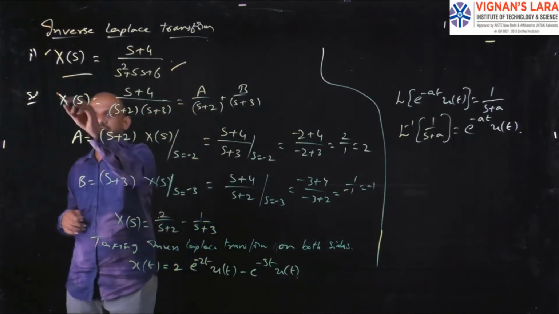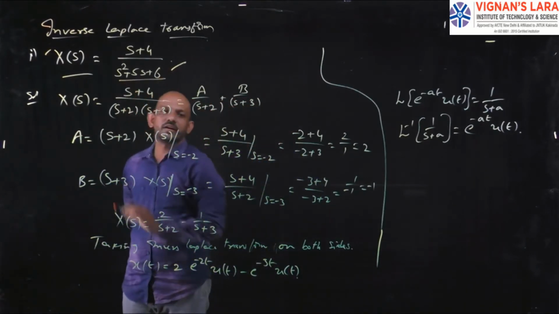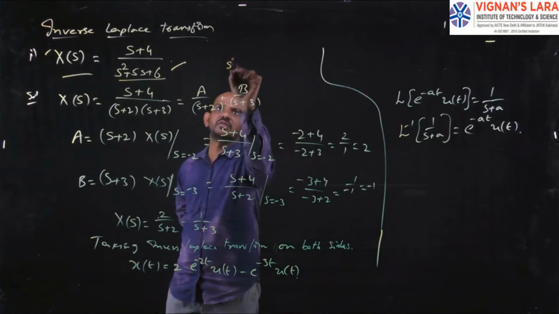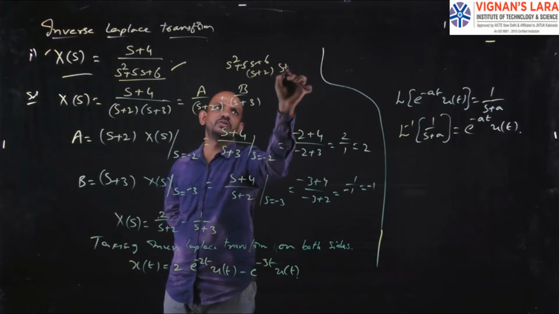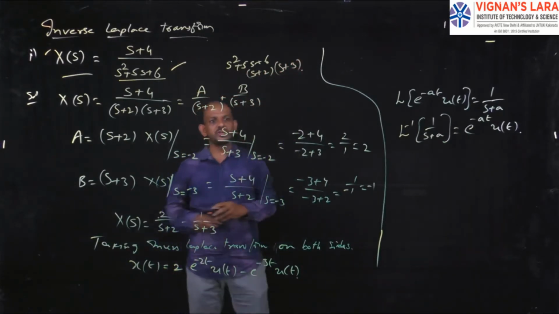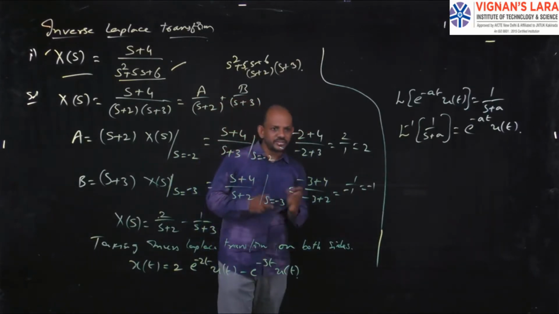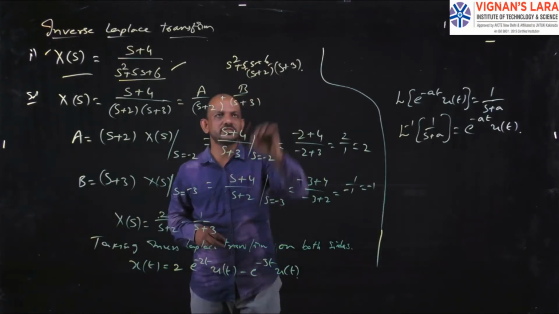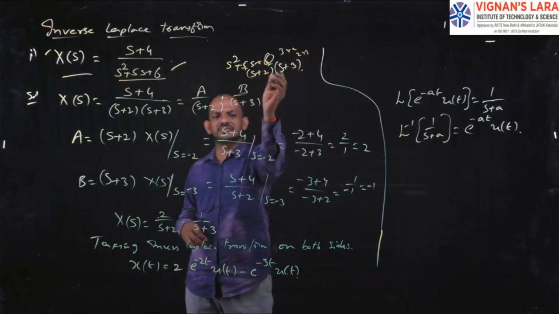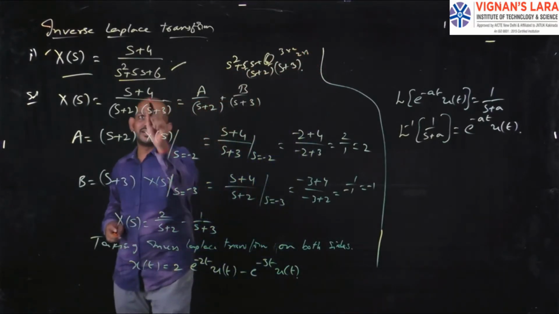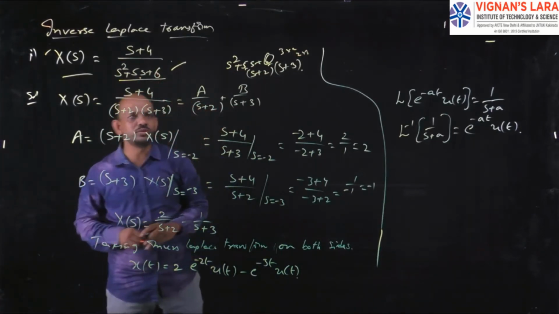First, I have taken X of s equal to (s plus 4) by (s square plus 5s plus 6). So s square plus 5s plus 6 can be written as (s plus 2) into (s plus 3). The middle term will be the addition of two terms and the last term will be the product of two terms. We all know this. So 6 can be written as 3 into 2 or 2 into 3, and 2 plus 3 gives 5. Hence I can write s square plus 5s plus 6 as (s plus 2) into (s plus 3).